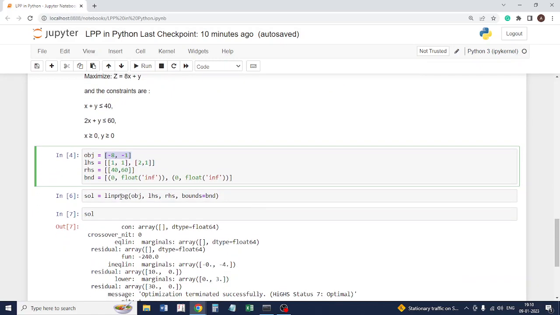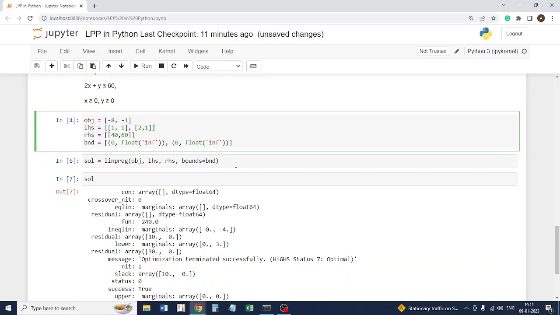We pass this into the linear programming function. You'll pass the objective function, then the left hand side arrays. If you have more than two constraints, like four constraints, then you will have four arrays here. Depending on your constraints, the number of lists will increase. Since we have just two constraints here, we will have two lists, and you will pass the bounds.